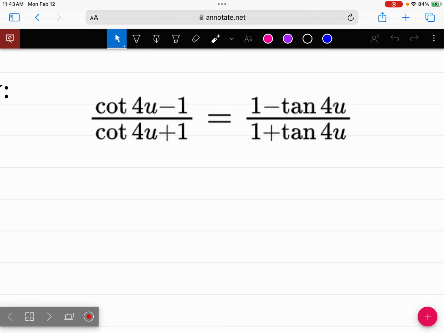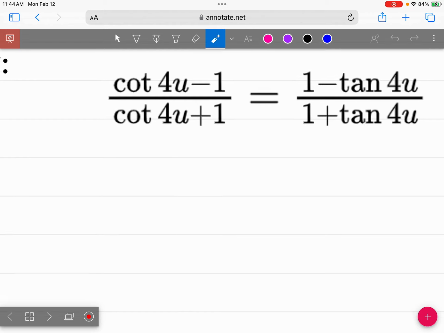All right, so we're going to do a couple more verifying problems, and these ones are going to look a little bit grosser. So here we have cotangent of 4u minus 1 and cotangent of 4u plus 1. And we're trying to get this over to be tangents. So what I'm going to do is switch these to be tangents.